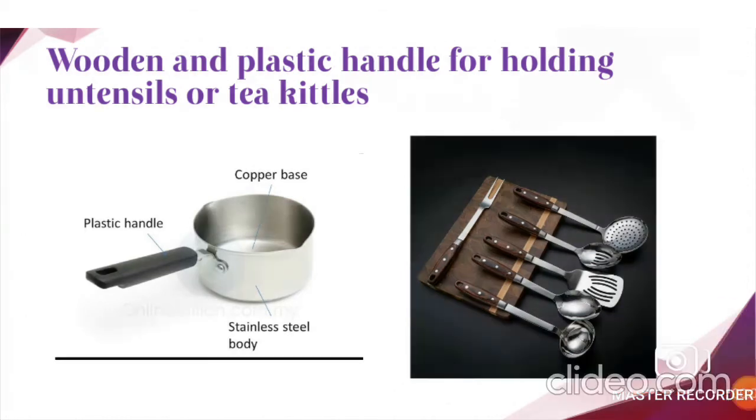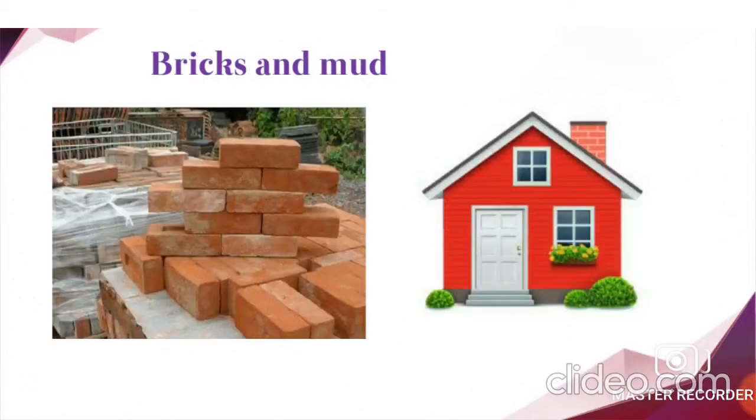Understood? And next, for making houses, we use bricks and mud, right? Then how do they help us? Bricks shield us from the heat of the sun during summer. This is because bricks and mud are bad conductors of heat. So they do not allow the heat of the sun to reach easily inside the house.